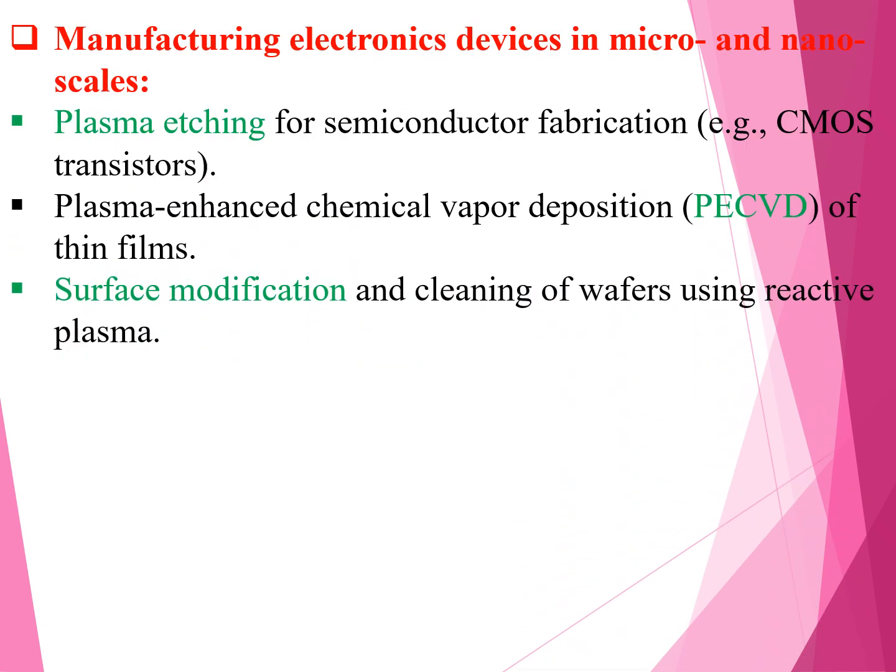First of all, I want to provide you an example about manufacturing of electronic devices in micro and nano scales. For example, plasma etching for semiconductors or PECVD, plasma enhanced chemical vapor deposition, for deposition of thin films, and also surface modification and cleaning of wafers using reactive plasma are very important in the manufacturing of different devices in the field of photonics.